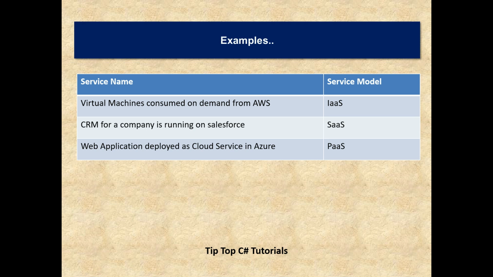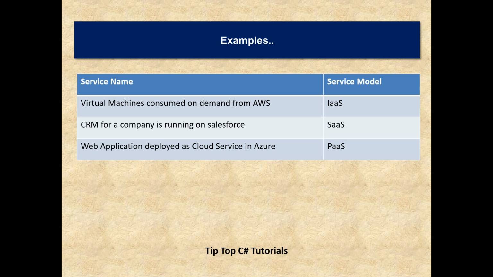There's a second example. A company is using customer relationship management software. It is running on salesforce.com. So this is a perfect example of software as a service. The company is not setting up any hardware. It's not setting up any software. It is just creating one of the tenants in salesforce.com and using the CRM software.